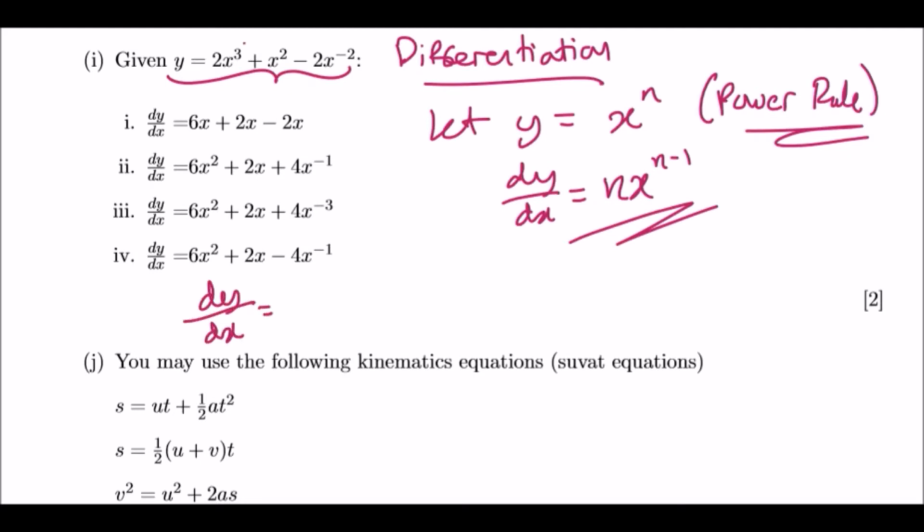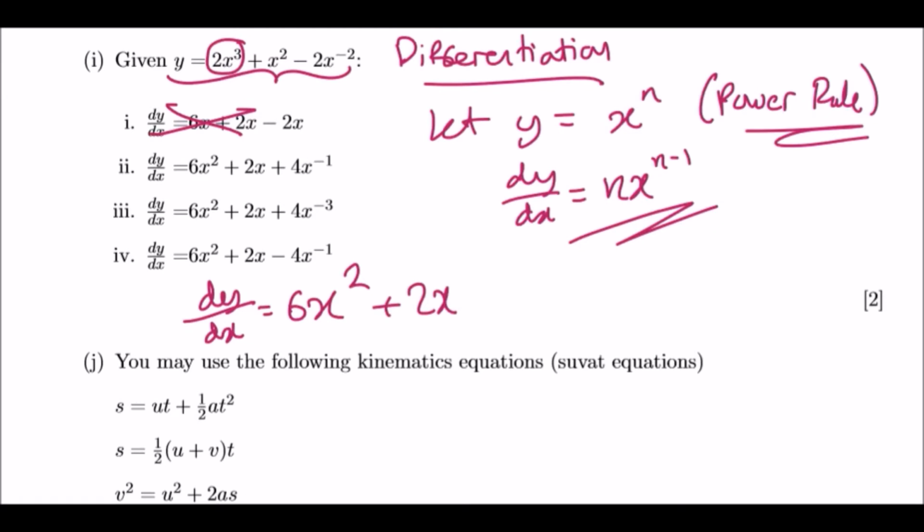So differentiating 2x cubed, we drop the 3 down, so we've got 3 times 2, which is 6x. Subtract the power of 3 from 1, so 3 take away 1 is 2, so 6x squared. So this means the first one is obviously false. Next one, plus x squared. So differentiate x squared, drop the 2 down, so we have 2x. 2 take away 1 is 1, so x to the power 1. We don't need to write that, thankfully, so that's fine.